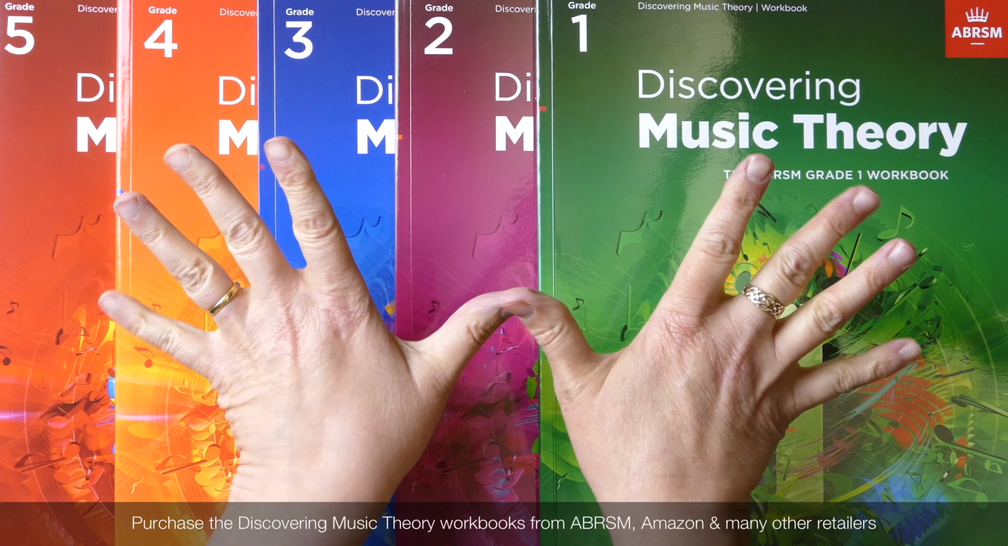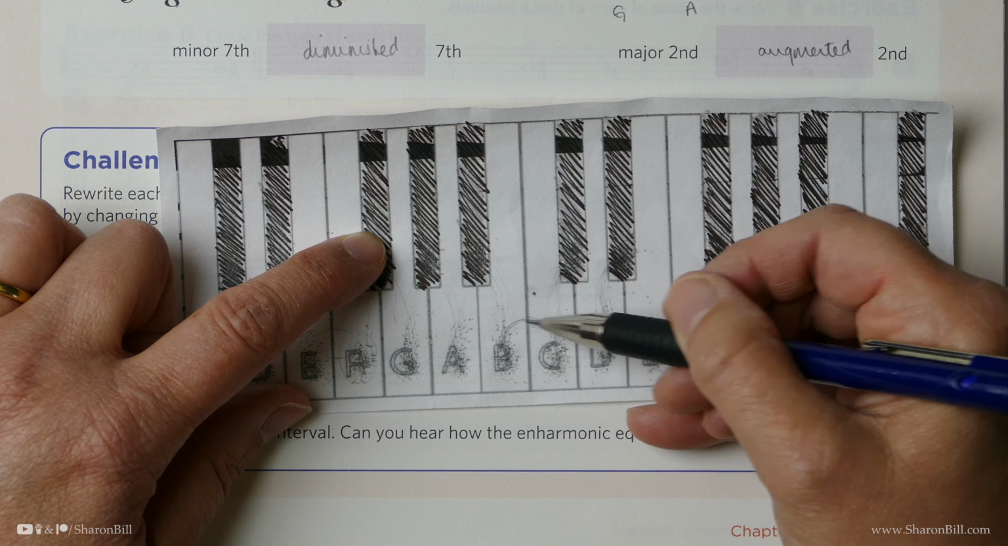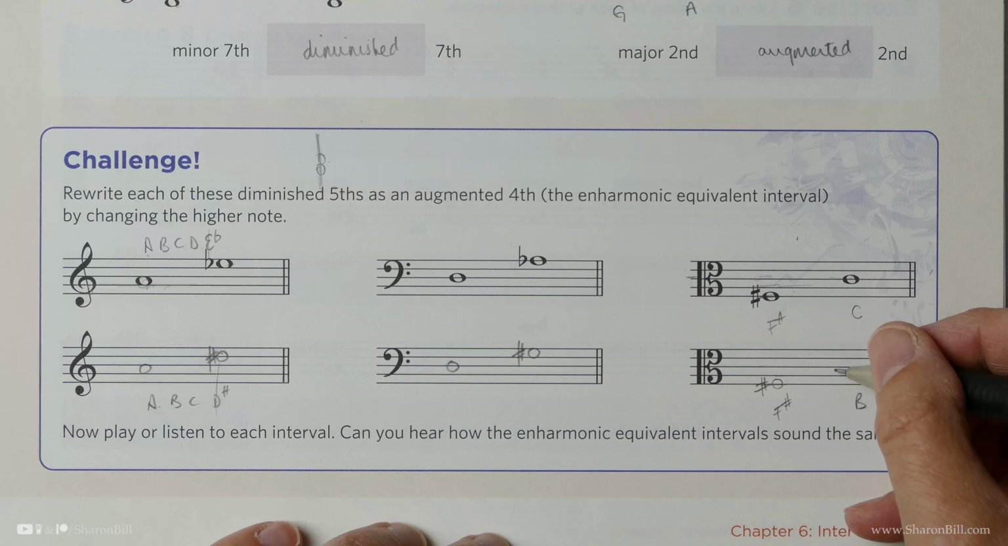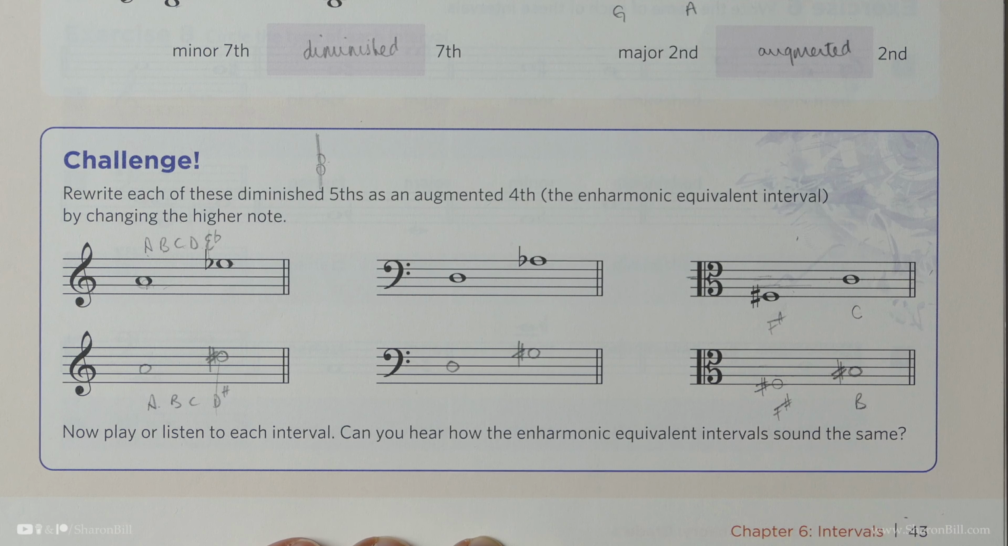Now we know that F to B flat is a perfect fourth, don't we? We know that F sharp to B is a perfect fourth if we just parallel move it, but we need it to be an augmented fourth, so we've got to make it greater, so that B needs to be raised. We can't write it as a note C because that would be written as a fifth. It needs to be called B sharp. So that's that challenge completed, and that's the end of page 43.